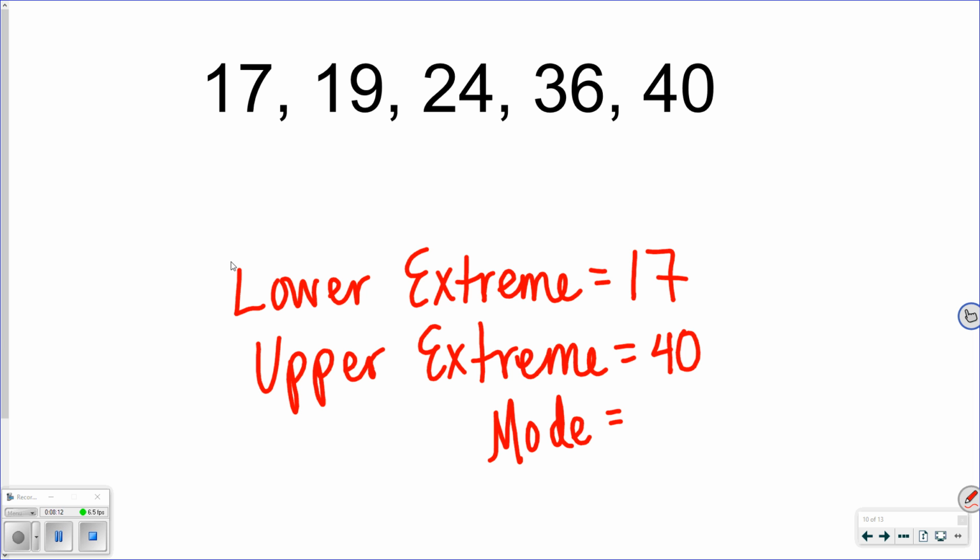That's a trick question, because in this problem, no number occurs more than one time. And when they all occur the same amount of time, we can't say that there is a mode, because nothing occurs most often. So our mode would be none. There's not one.